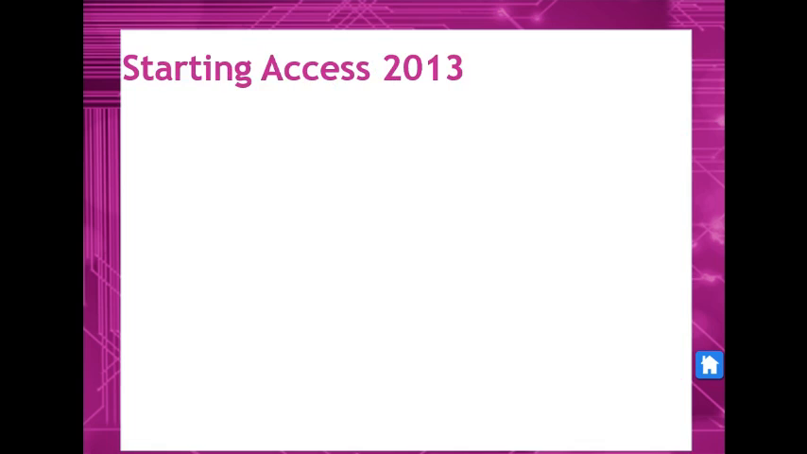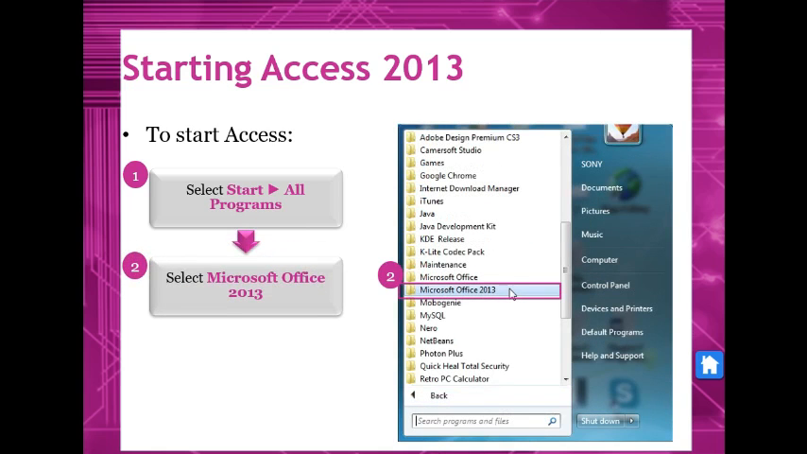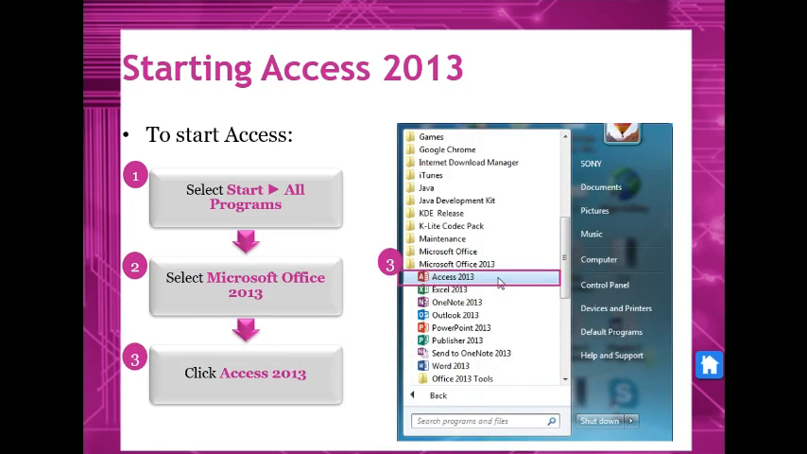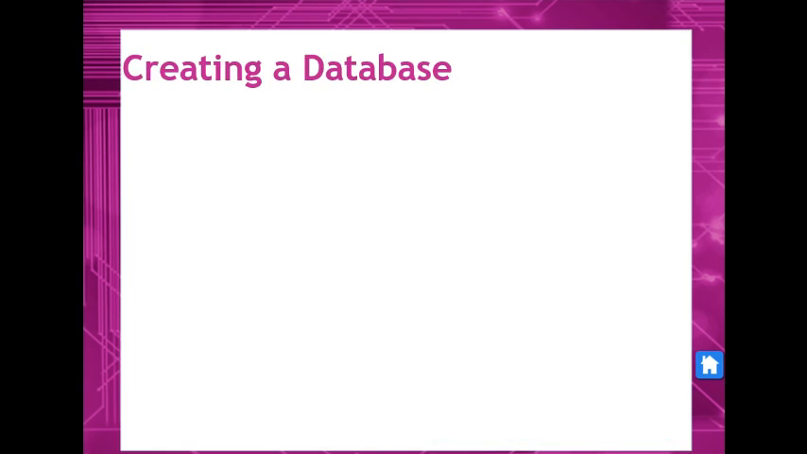Starting Access 2013. To start Access, select Start, All Programs. Select Microsoft Office 2013. Click Access 2013. You will see the start screen of Access 2013.